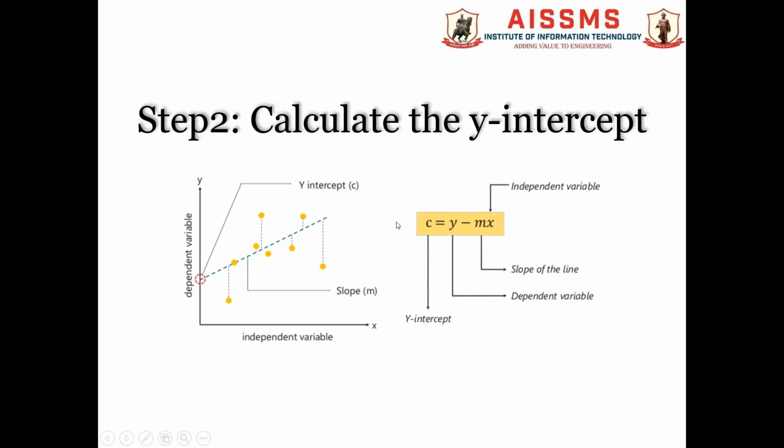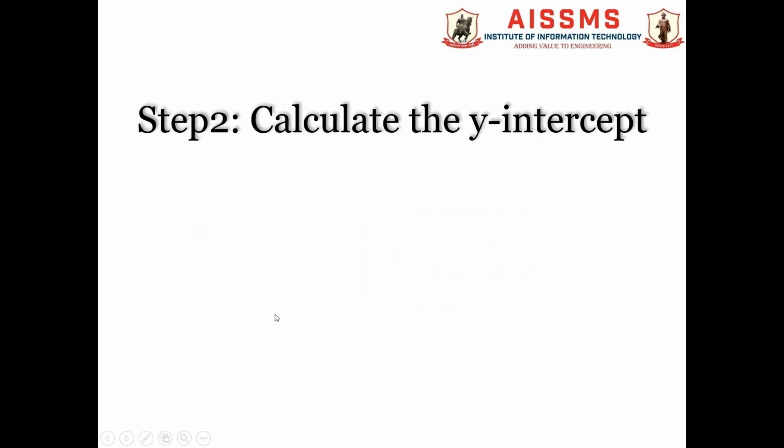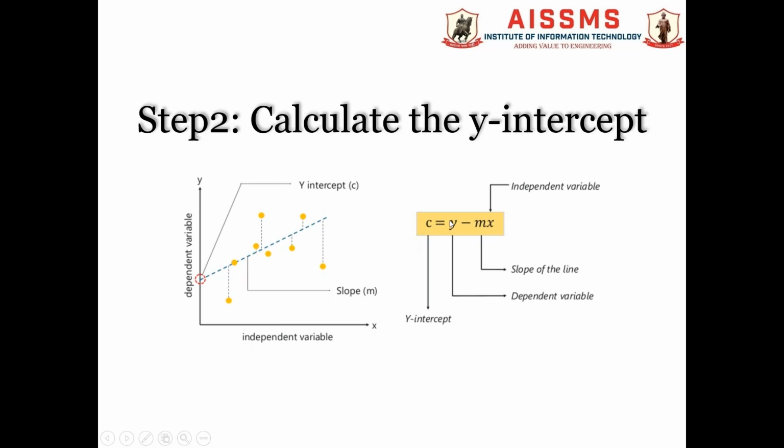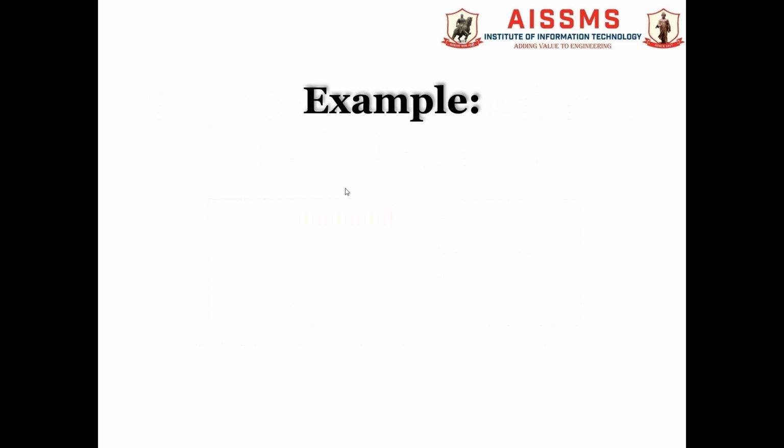Now we can see how to find the y-intercept. We have seen how to find the slope by using this simple equation. Now, how to find the y-intercept? The y-intercept can be found with the help of the dependent variable y, which is known to us, and the slope and x. The slope we have recently calculated. So with these three known values, y, m and x, we can get the y-intercept. So this is nothing but the y-intercept of this particular line. We can substitute these values in the final equation and we get the value of the dependent variable.